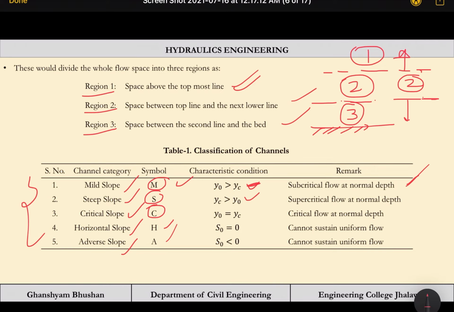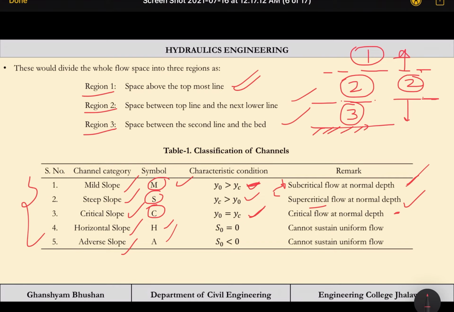Now steep slope is the reverse of mild slope. Here the critical depth is greater than the normal depth, so it will be reverse. It was subcritical, so it will be supercritical. Common sense. Now critical slope means the normal depth of flow is equal to the critical depth. So critical flow at normal depth.